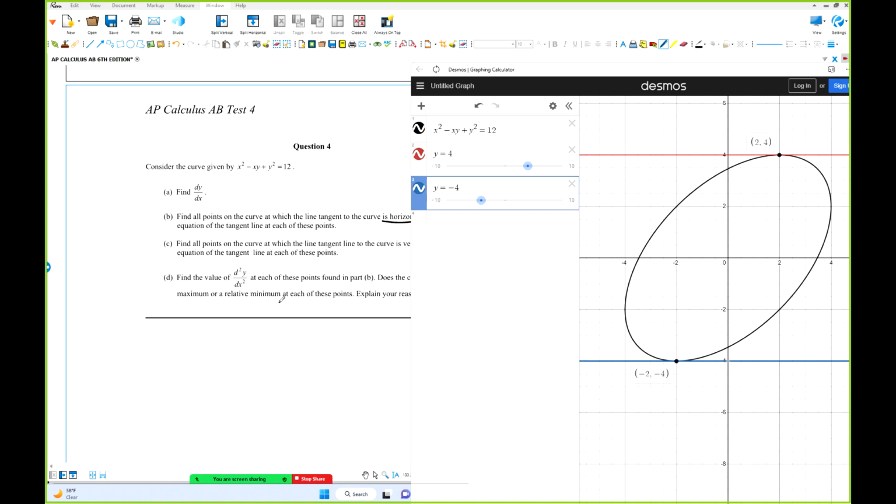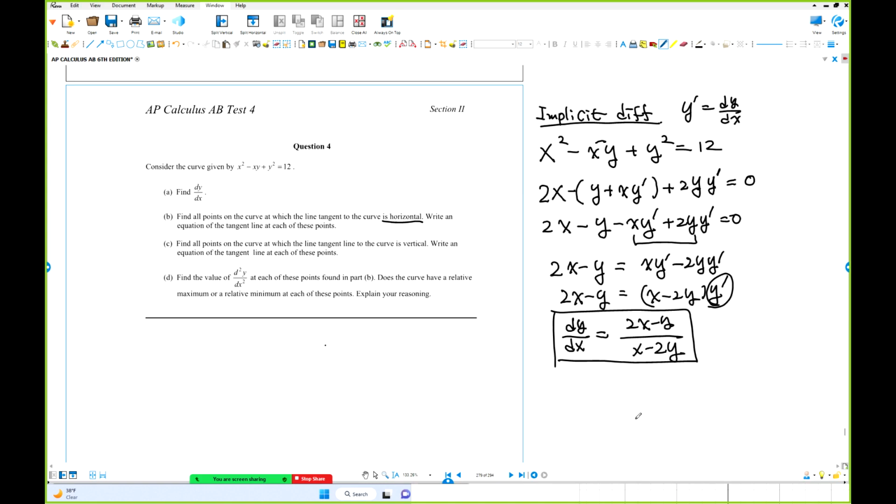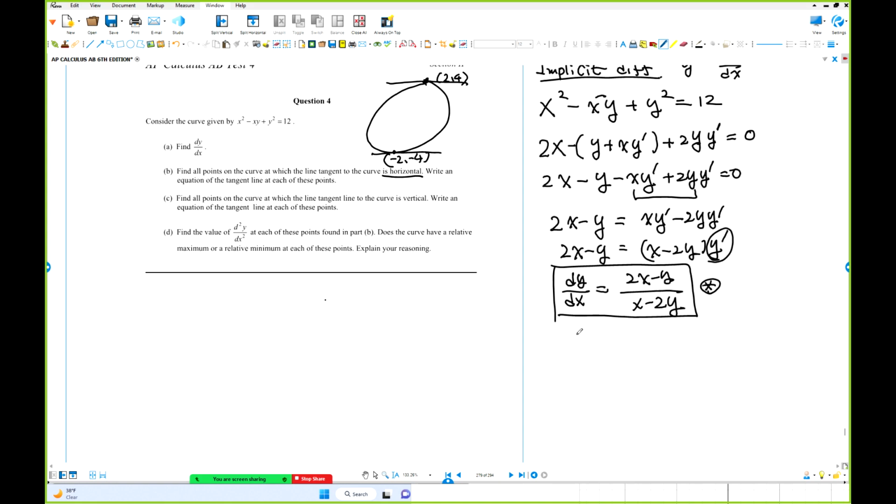Alright, now we're going to find all points on this curve where the tangent line is horizontal. We already got the answer from the graph: 2 and 4, and negative 2 and negative 4. Now we're going to find these points from the derivative. To have a horizontal tangent line, the slope dy/dx is 0 at this point, so we have to solve dy/dx equals 0: (2x minus y) over (x minus 2y) must equal 0.